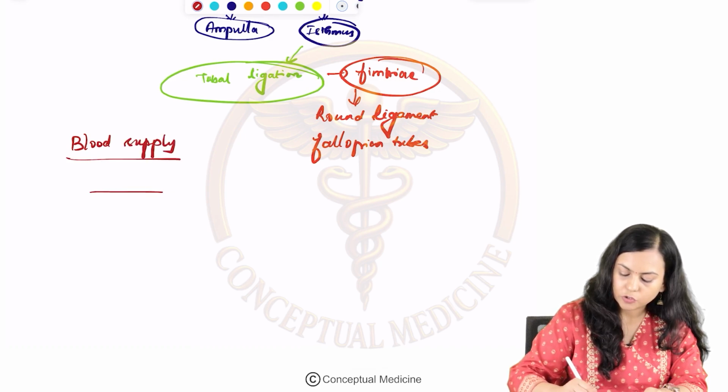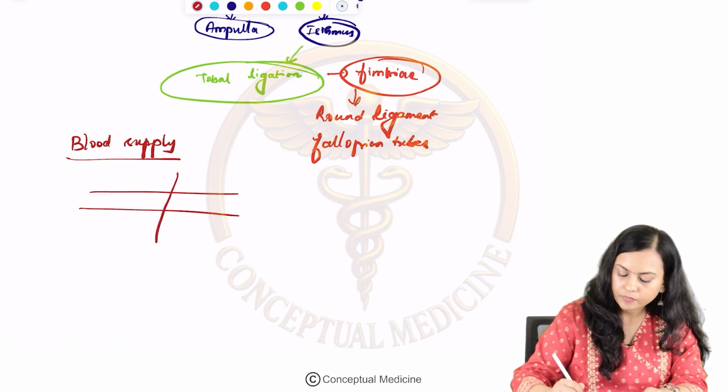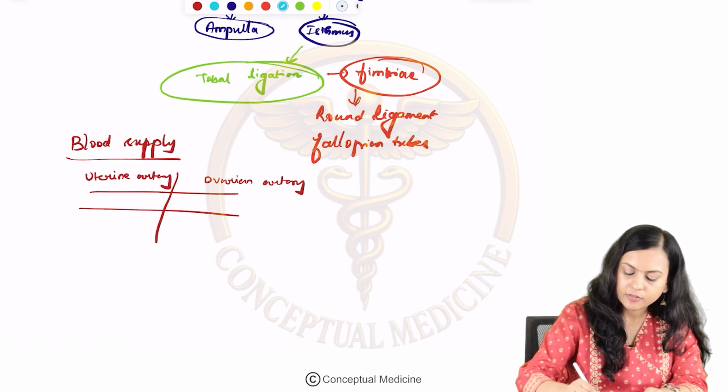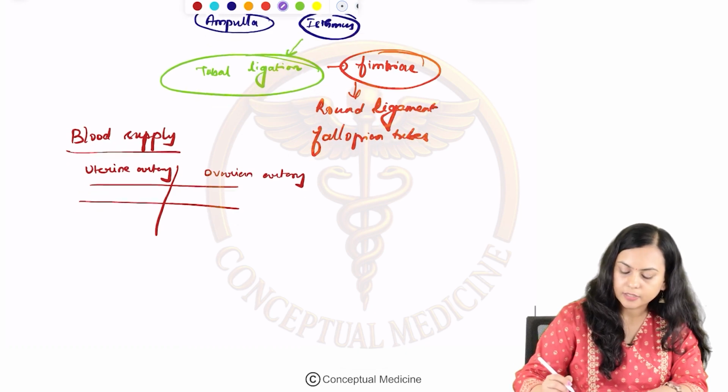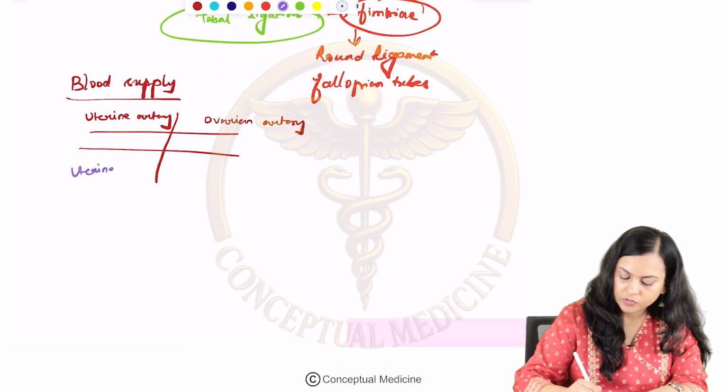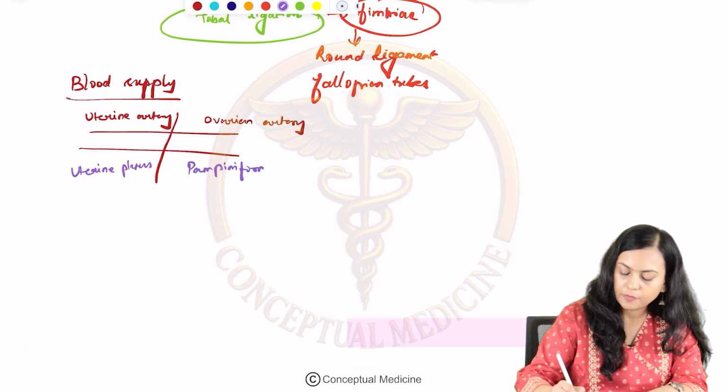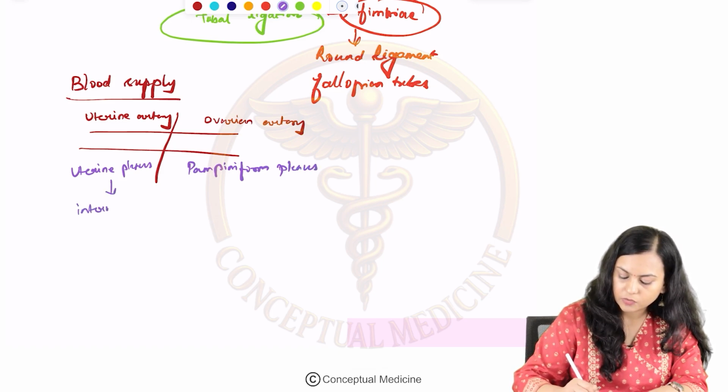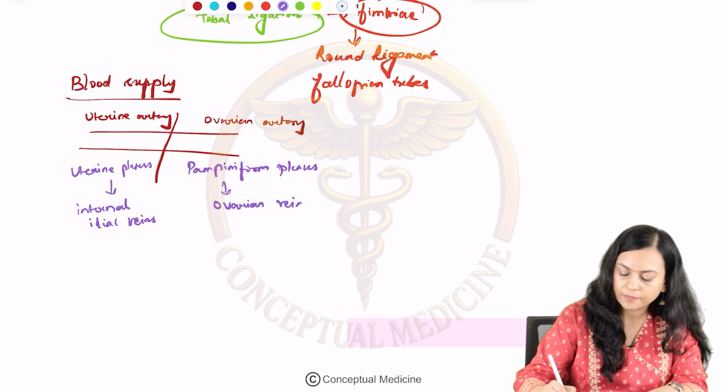So the arterial supply of the tubes in the lateral half is by the ovarian artery, and in the medial half it is by the uterine artery. And the venous drainage is by the uterine plexus of veins in the medial half and the pampiniform plexus of veins in the lateral half. Uterine plexus drains into internal iliac veins and pampiniform plexus drains into ovarian veins.